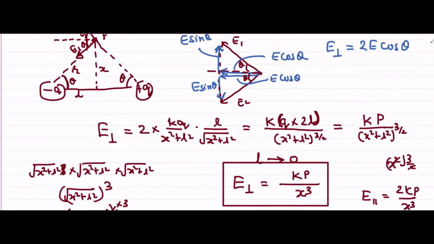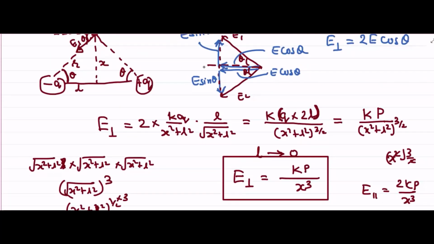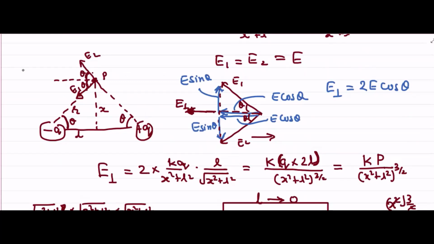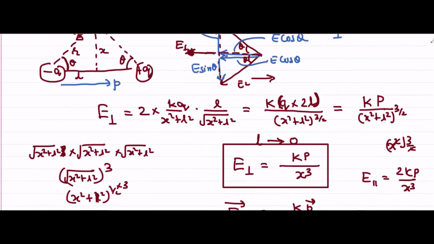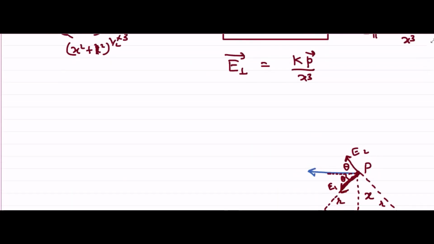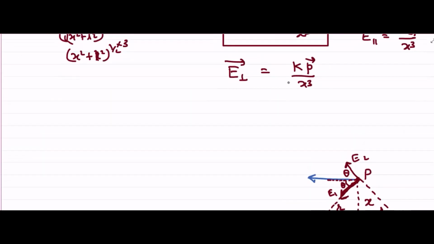How? Let us look at it. This is the direction of E perpendicular. E cos theta, both of them are acting in this particular direction, and we know that the direction of P is from negative to positive. If I show it over here, this is the direction of E perpendicular, and P acts from negative to positive, so this is the direction of P. So both of them are in the opposite direction, and therefore the vector form of this equation can be put with a negative sign over here. So this is the vector form of this particular equation.